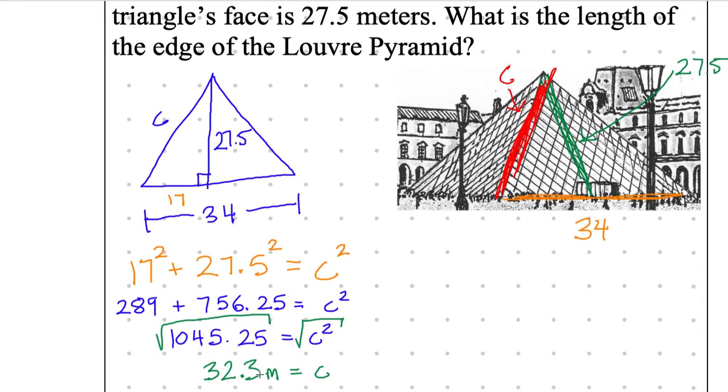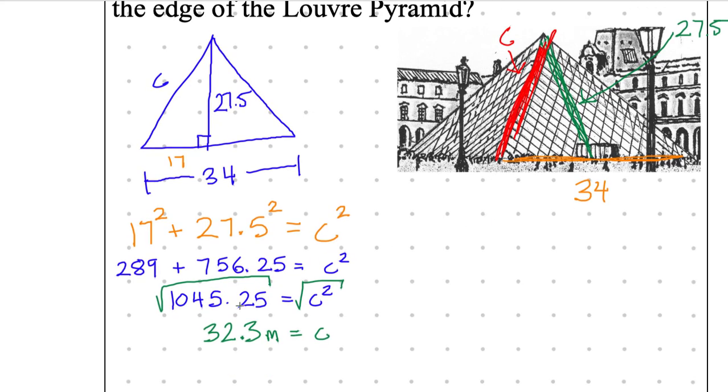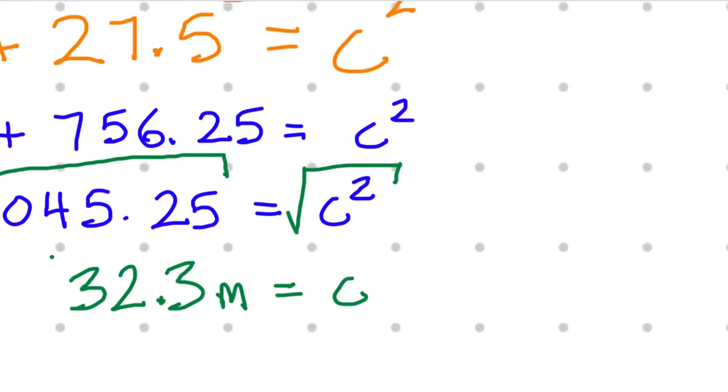32.3 meters. And does that make sense with the picture? Let's do a reality check. If this entire base is 34, this edge is 32.3. Yeah, that seems in the ballpark. That sounds about right. If we got like 1,000, we'd probably be wrong. If we got something like 2, we'd probably be wrong. But we got a nice number. That makes sense. So go ahead and box 32.3 meters. Final answer.